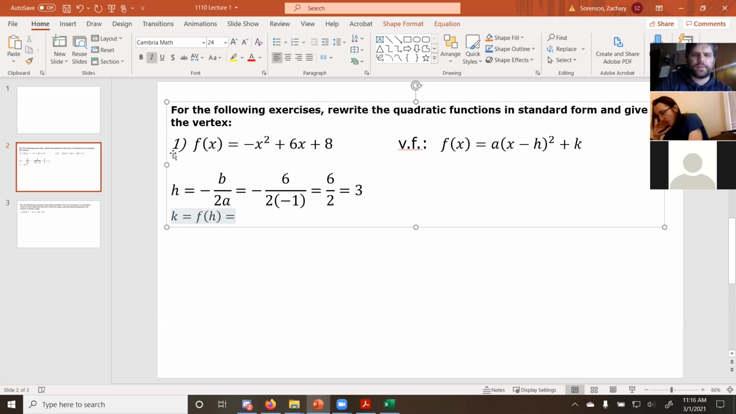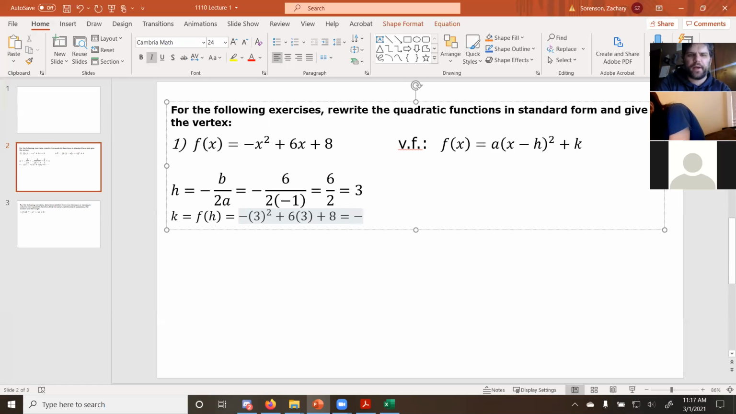Which is equal to this with a 3 plugged in. So that gets me -9. It's a good idea to put the first number in parentheses so you don't think you're squaring a -3. You're squaring a 3 that has a negative in front of it. Then 6 times 3 is 18. And so I get 9 plus 18, which is 17. Okay, much better.